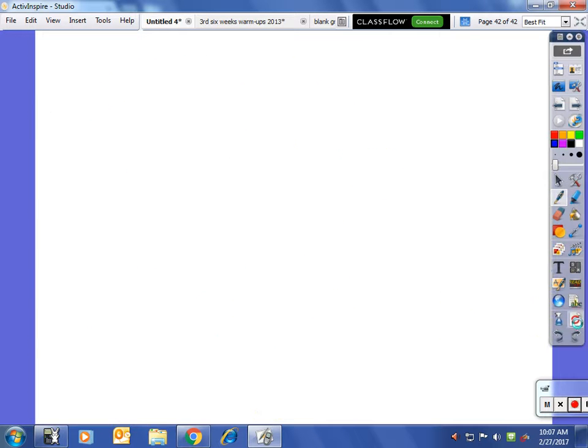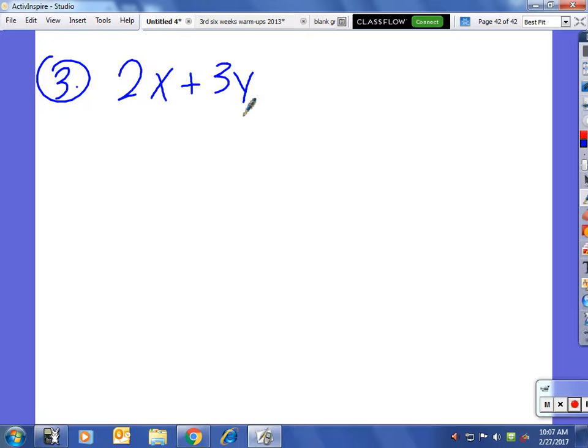All right, look at this one, number 3. 2x plus 3y equals 9. Is that one substitution ready? No. X equals 4 minus y. Is that one substitution ready? Yes, because wherever you see an x, what can you put in its place? 4 minus y. Now be careful. In the top equation, what's happening to x? It's being doubled. So you've got to double whatever you put in its place.